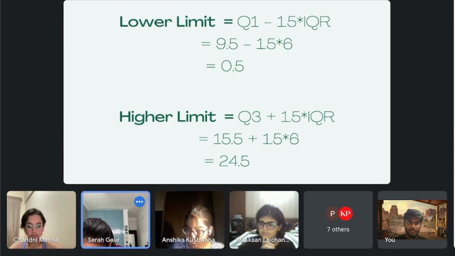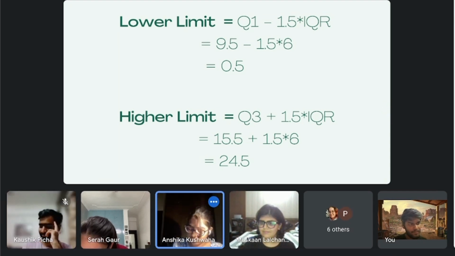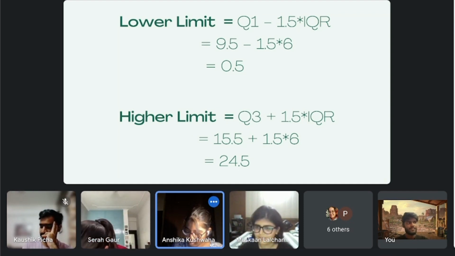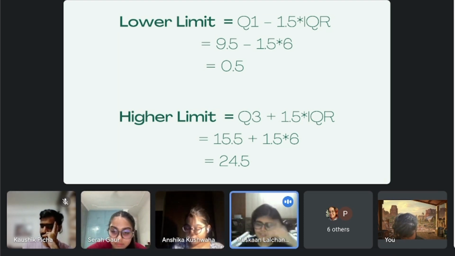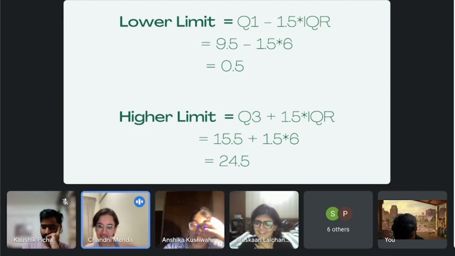Done? No. Q3 plus 1.5. Q3 was 15.5 plus 9. No, Charlie, I can take you through the steps if... No, I understand it. I just don't have a very wholesome relationship with math.